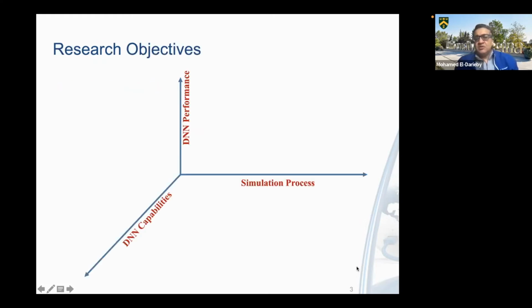The objective of the research and of the presentation today was to explore the applicability of deep neural networks, deep machine learning, in reservoir simulation. And we divided this objective into the three objectives that you see here on this three-dimensional graph. So we studied a number of simulation processes listed here, four of them, and we're going to show you the results behind these studies.